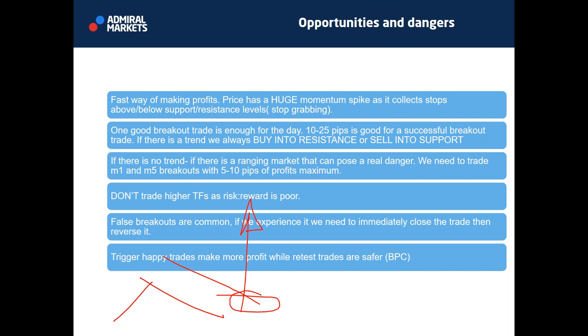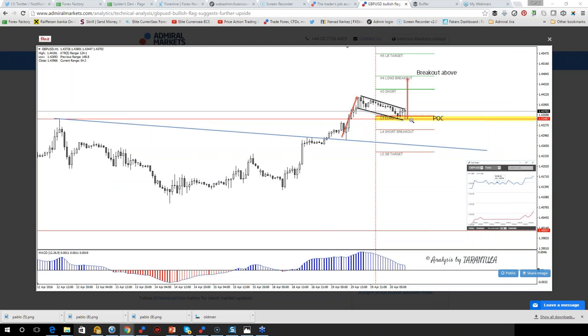But at the time when I published the analysis, well, it served us good because we had a flag here and we had a bullish flag here. Price was 43.70. It went to 44 something after the breakout. But not only was it a breakout, it was also a POC point. So this is how you do it. You can also align trend trades such as POC and breakouts. Because POC always reflects a pullback.